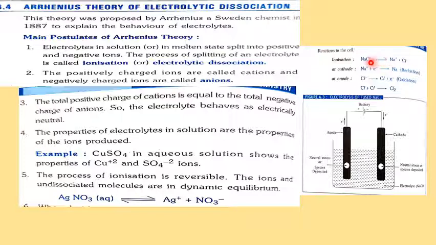Okay, the process of ionization is reversible. That means NaCl dissociates into Na+ and Cl-, and Na+ and Cl- combine together again to form NaCl. That is the reversible process. After some time, the rate of forward reaction equals the rate of backward reaction. Then equilibrium is formed between products and reactants. This type of equilibrium is called dynamic equilibrium.